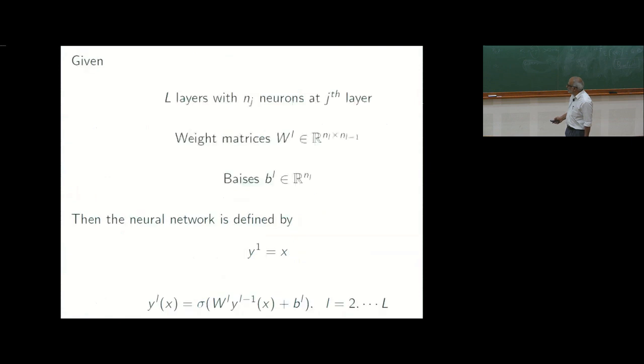Instead of that, now you have compositions. You keep composing this. This is what they call learning. So it's essentially least squares for compositions of functions.